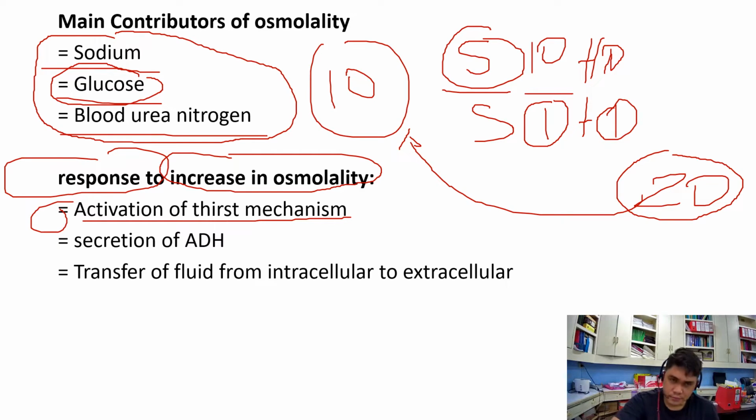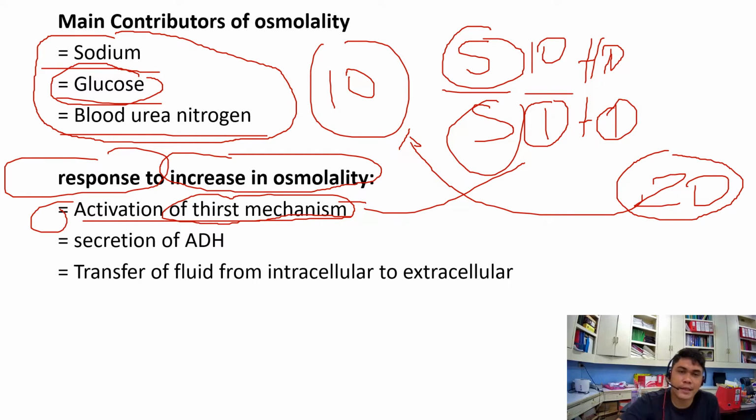Okay, now regarding this one, the effect of the activation of the thirst mechanism is that the person will tend to drink water. So the purpose of that drinking of water is to increase the plasma volume, so that the osmolality will return to its normal level.